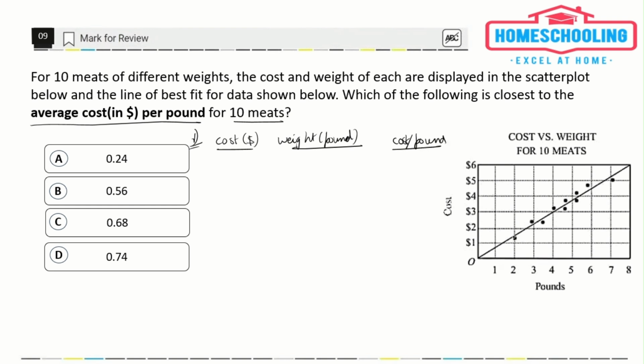As we can see, in the first data set, the first point, the weight is 2 pounds, and correspondingly the cost is 1.5 dollars. So $1.5, and the weight of that meat is 2. So what is going to be the cost per pound? That is going to be 1.5 divided by 2, that is equal to 0.75.